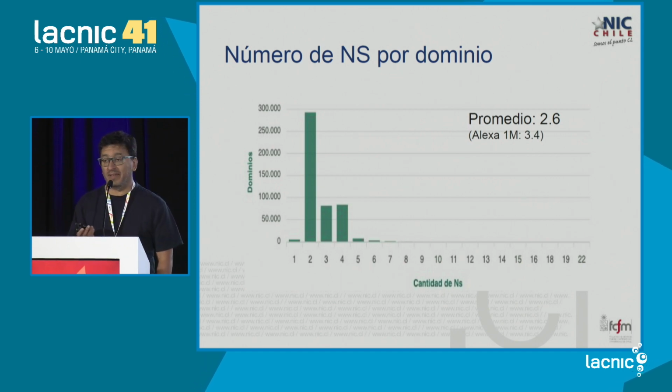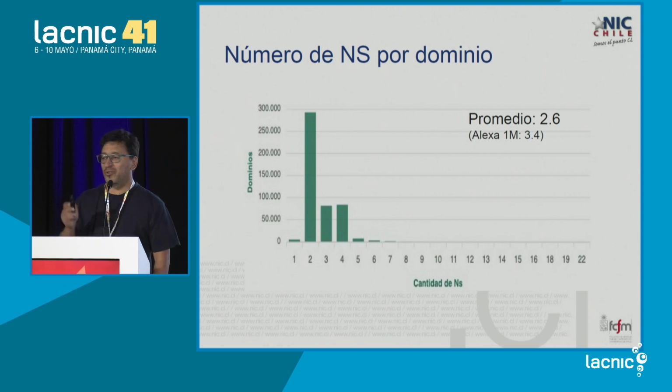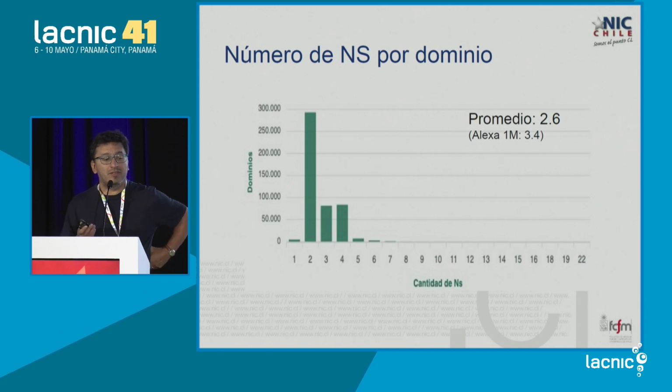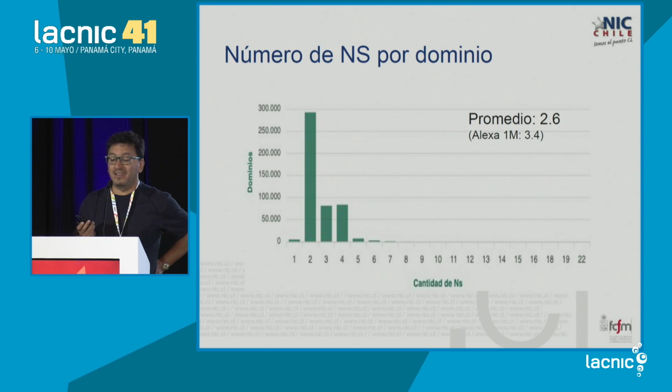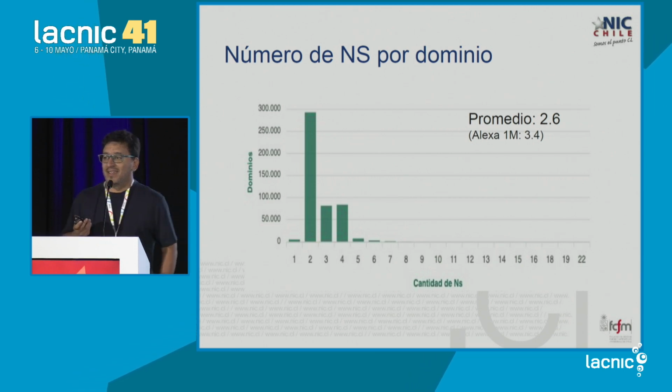These are some of the results we have. These are results from 2020. Instead of putting the results for 2023, I put the results of 2020. This was a mistake, but these haven't changed so much over these 3 years. The number of name servers per domain, although the recommendation says that hopefully we have 3, the majority have 2.